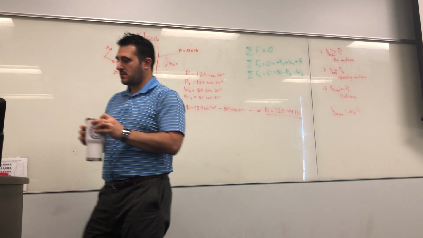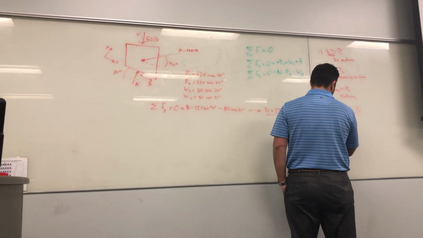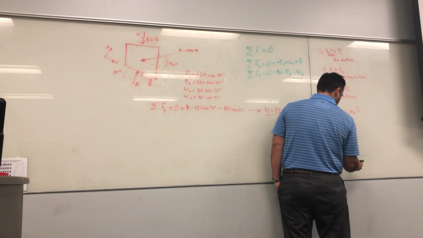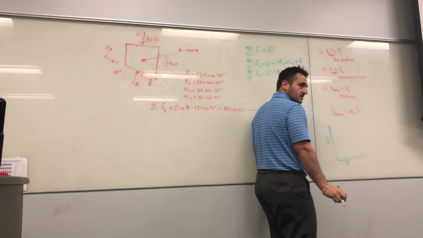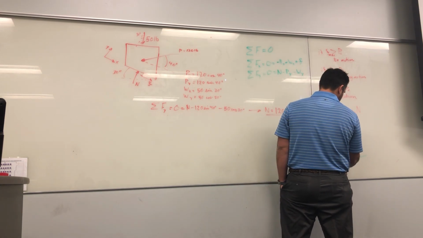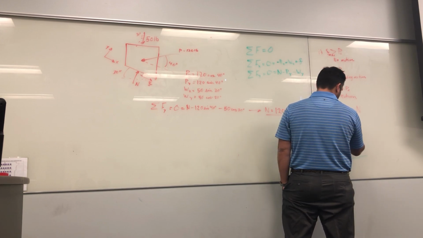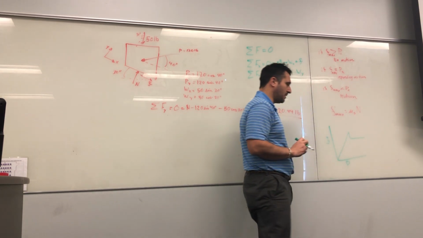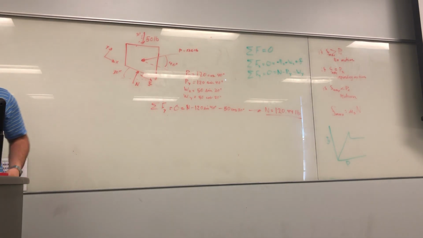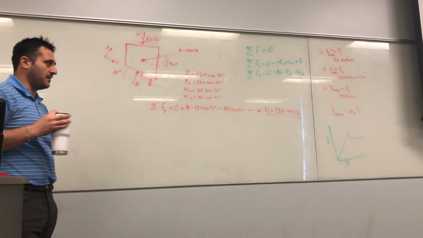Because remember, if I was to draw a plot of friction versus my pushing force, I will have something that looks like that, right? It's linear until it reaches the maximum, and then it drops to its kinetic friction level.